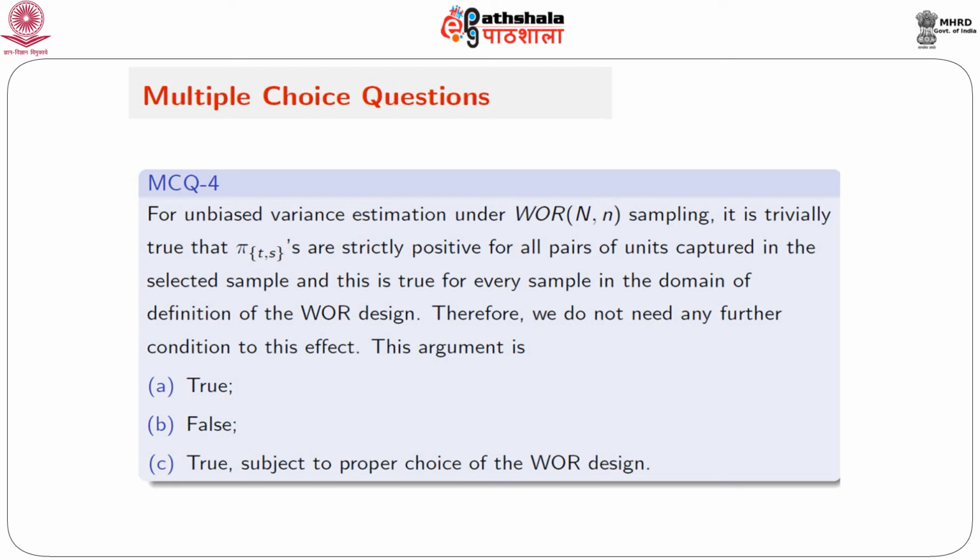It's very tricky, a good problem. So they are saying maybe I don't need any further condition because all the units captured in a sample definitely have positive pairwise inclusion probabilities. So why do I need any further condition? The condition that we have been learning is pi ij strictly positive for all i not equal to j in the population. Why do I care about the population at large? It says the argument is true, false, or true subject to proper choice of the without replacement design.